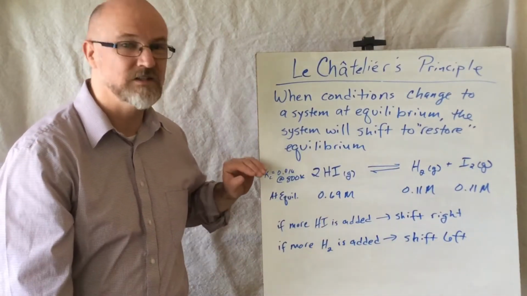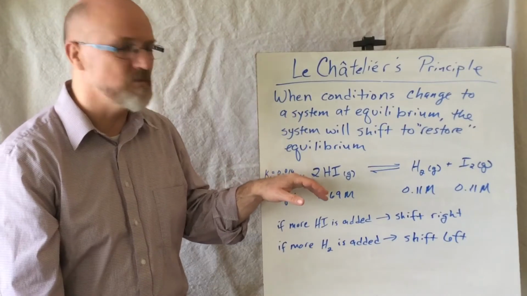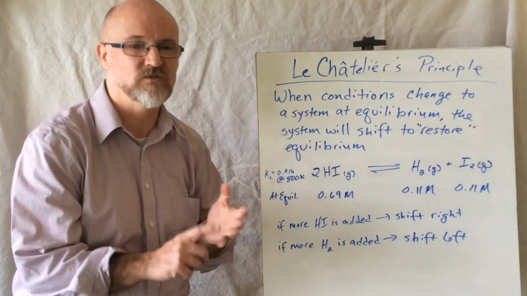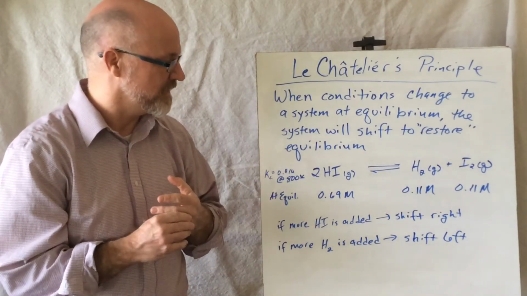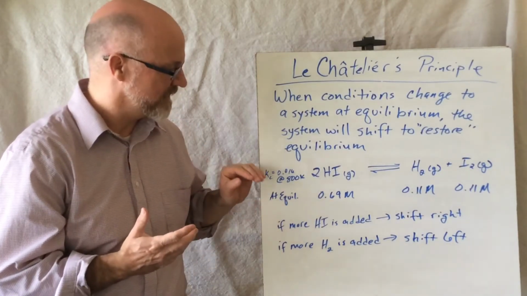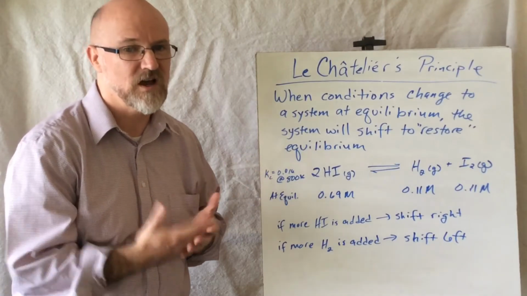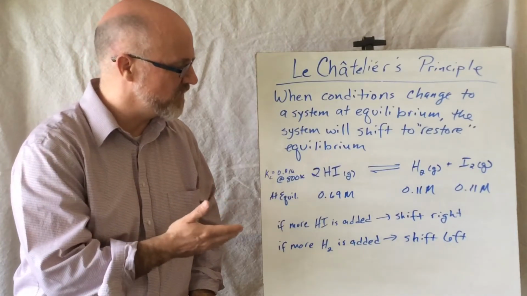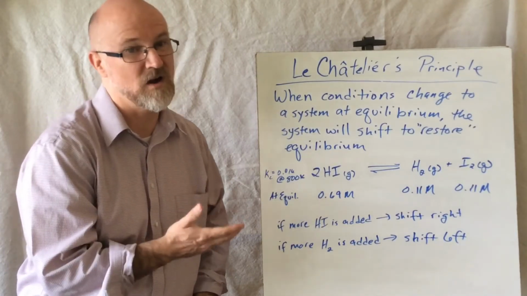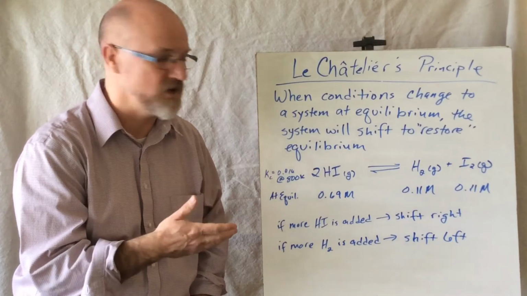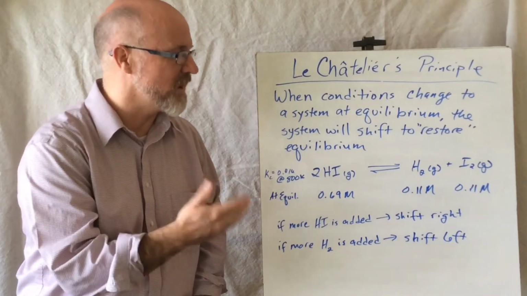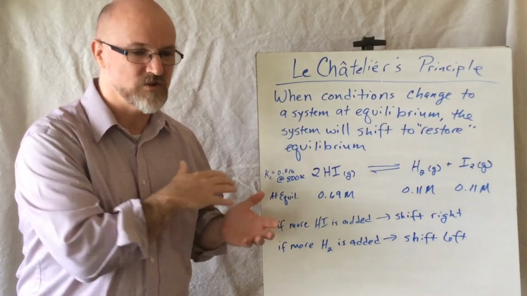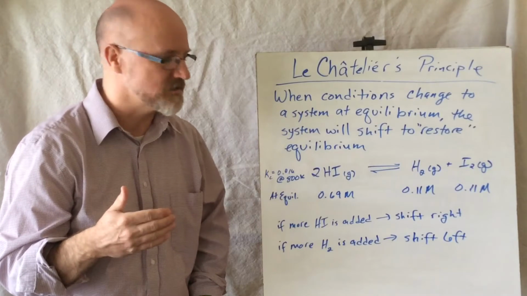Okay? Let's look at an example. The decomposition of hydrogen iodide. So hydrogen iodide gas will break down into hydrogen gas and iodine. At equilibrium, at 800 K, the constant is 0.016. So if I have 0.69 molar concentration of hydrogen iodide gas in the chamber and 0.11 molar of hydrogen and of iodine, that system is at equilibrium. If you do the proportionality, it comes out to be approximately 0.016.